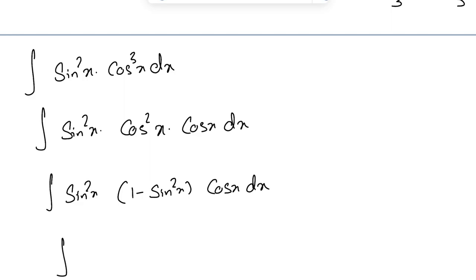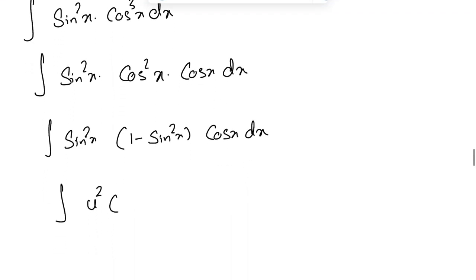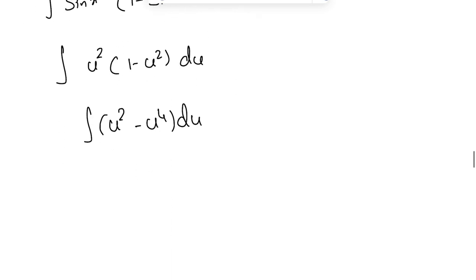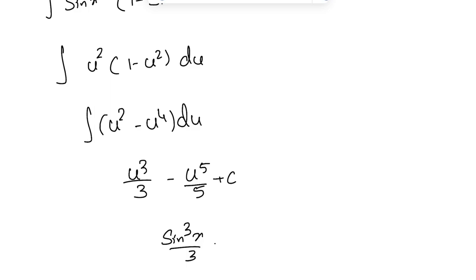Now what does that become? u square times (1 minus u square) du. So it becomes u square minus u power 4 du. So what does it become? u cube by 3 minus u power 5 upon 5 plus c. Which is sin cube x upon 3 minus sin to the power of 5 x upon 5 plus c. That's going to be the answer.